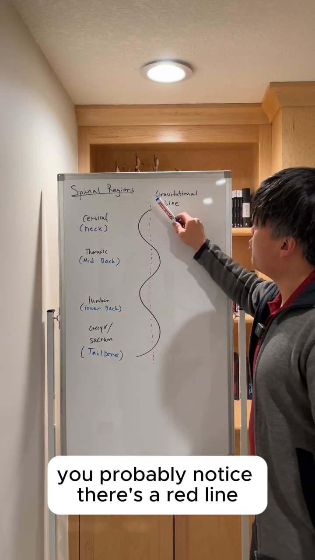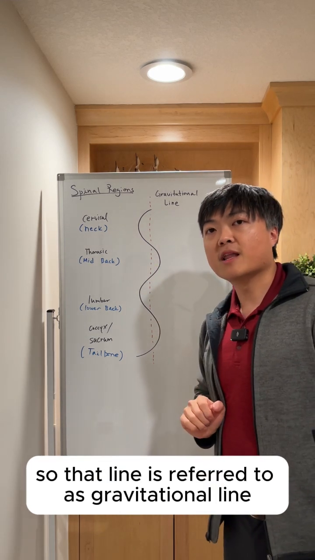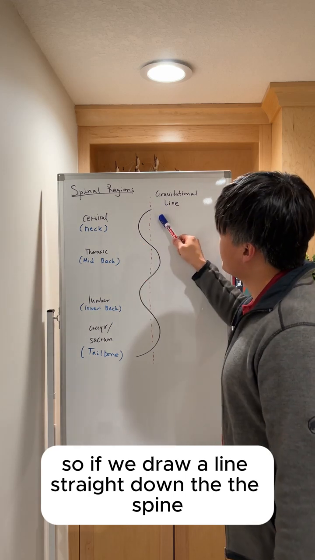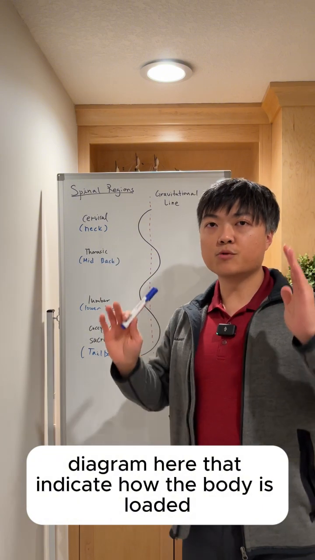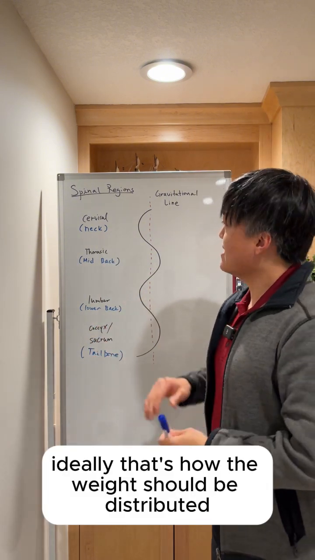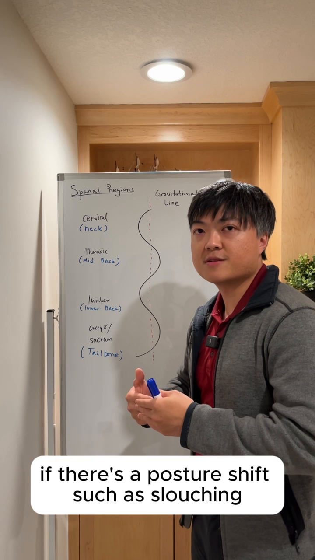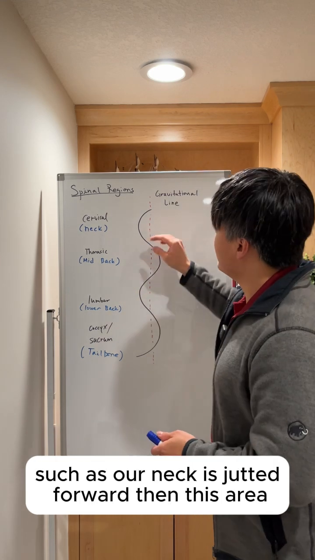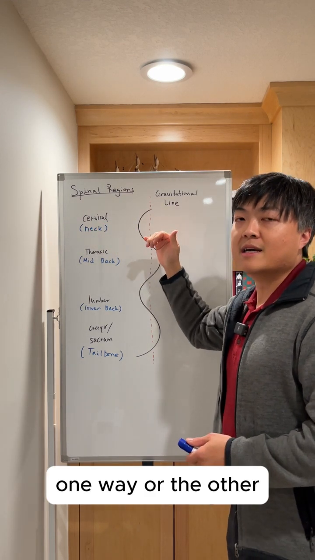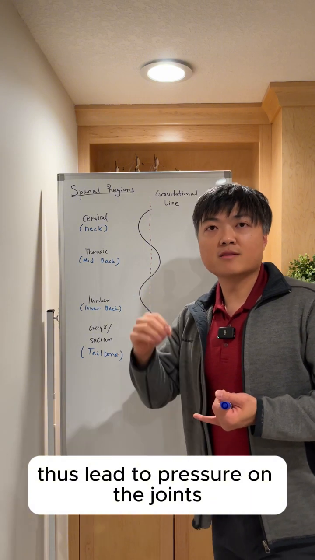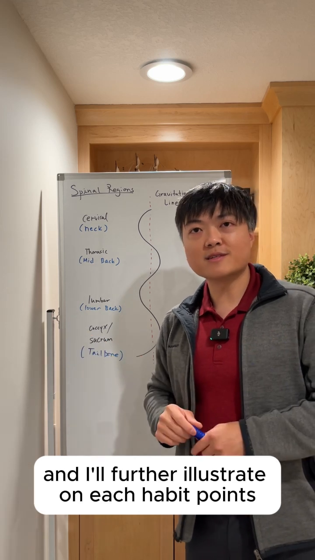Now, you probably notice there's a red line and ask, what is that line about? That line is referred to as the gravitational line. If we draw a line straight down the spine diagram here, that indicates how the body is loaded, straight up to down. Ideally, that's how the weight should be distributed. Consider this: if there's a posture shift, such as slouching, or our neck is jutted forward, then the curvatures will be accentuated one way or the other, thus leading to pressure on the joints and also tension on the neck. I'll further illustrate on each habit as you should consider.